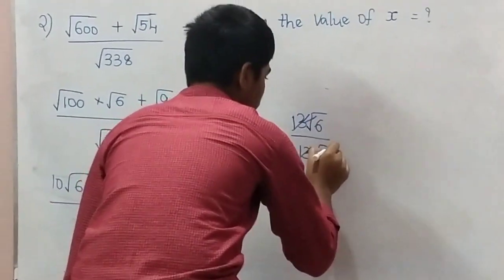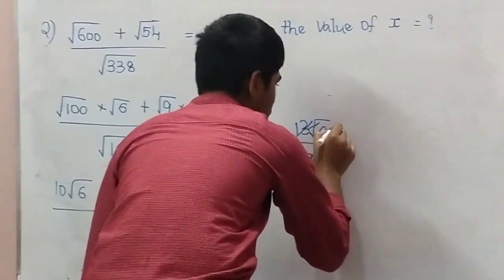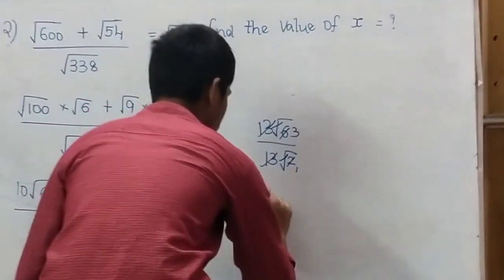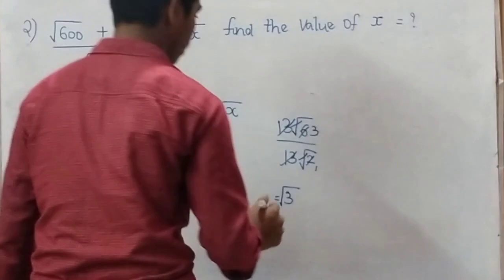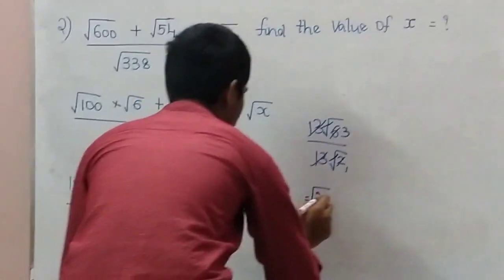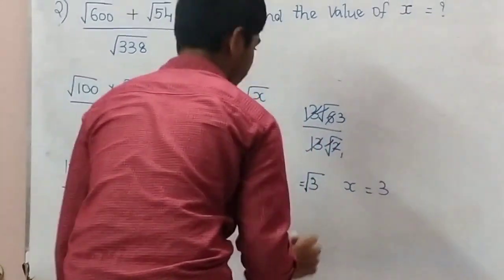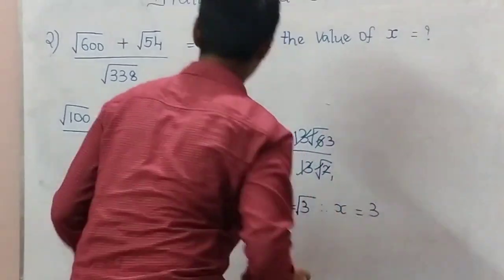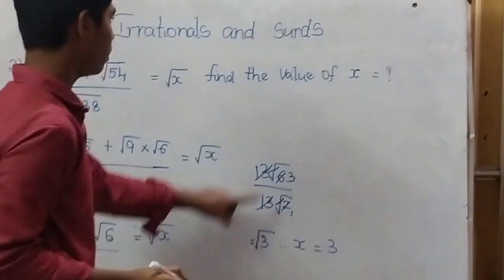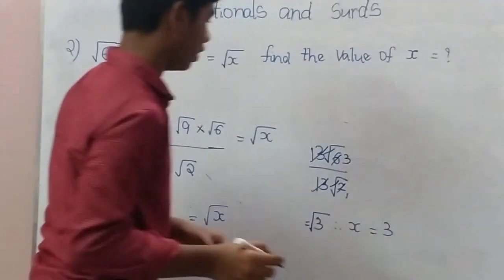Root 2 cancels, 2 ones are 2, 2 threes are 6, leaving root 3. So root x is equal to root 3. Now the value of x is equal to 3.